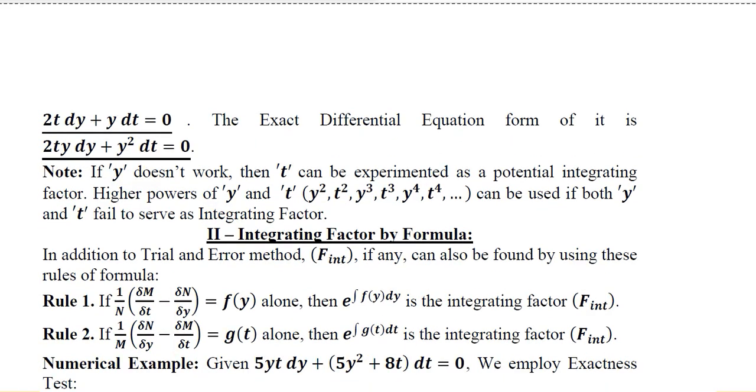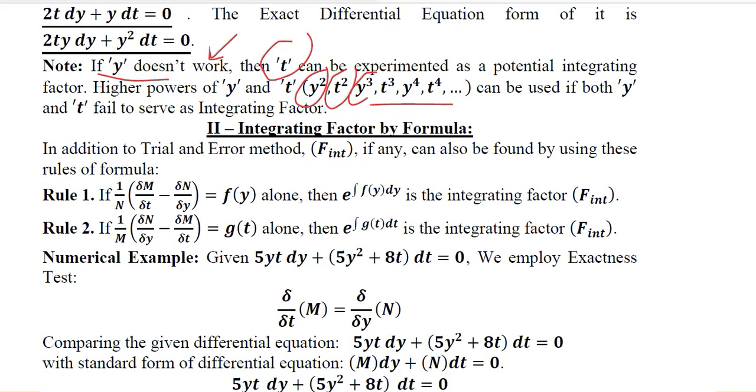Here y worked, but if y hadn't worked, I would have tried t, and if t hadn't worked, I would have tried y square and then t square and y cube, t cube, and so on. So I can experiment with all of these values depending upon if I am unable to achieve the exactness in the differential equation.